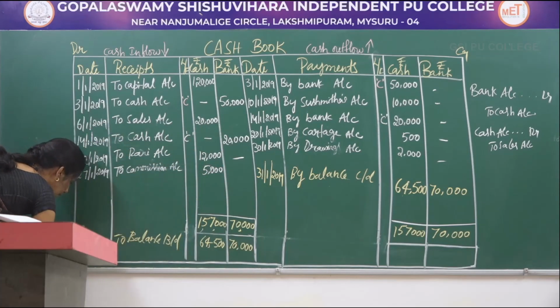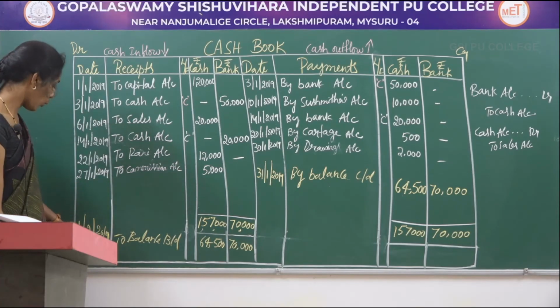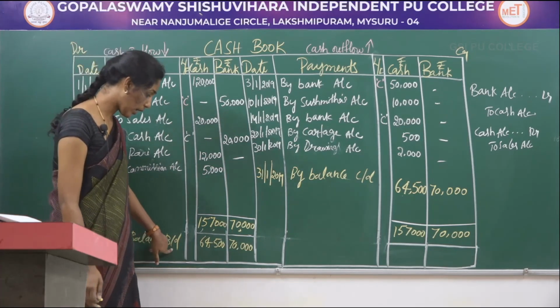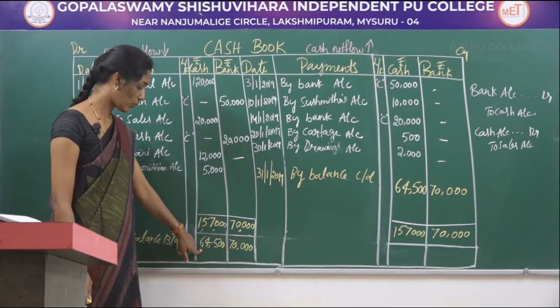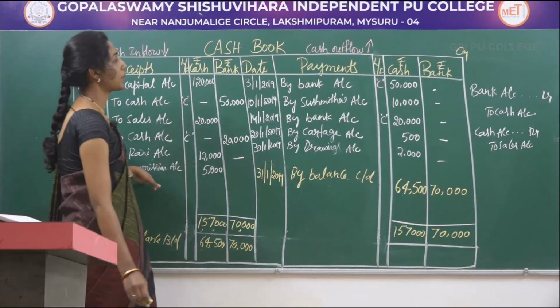And write the date 1/2/2019. Write the next day of the next month. 1/2/2019 to balance brought down, and the amount must be entered below the total, 64,500 and 70,000. Why is the cash book prepared?